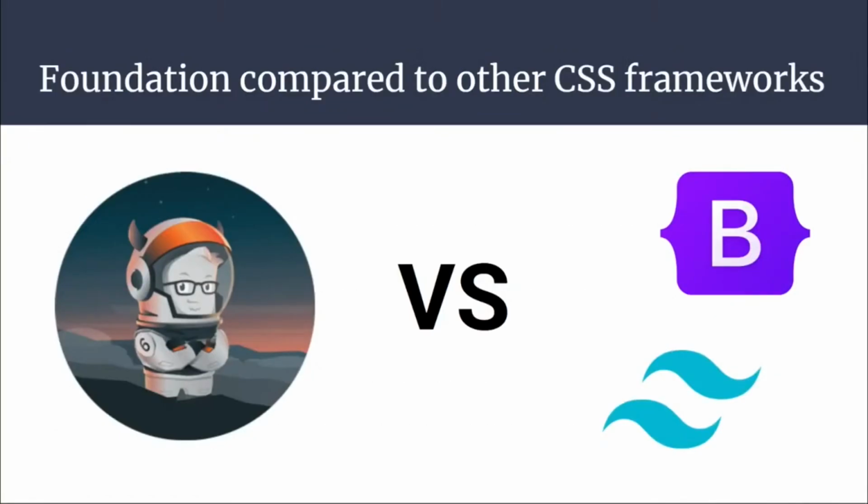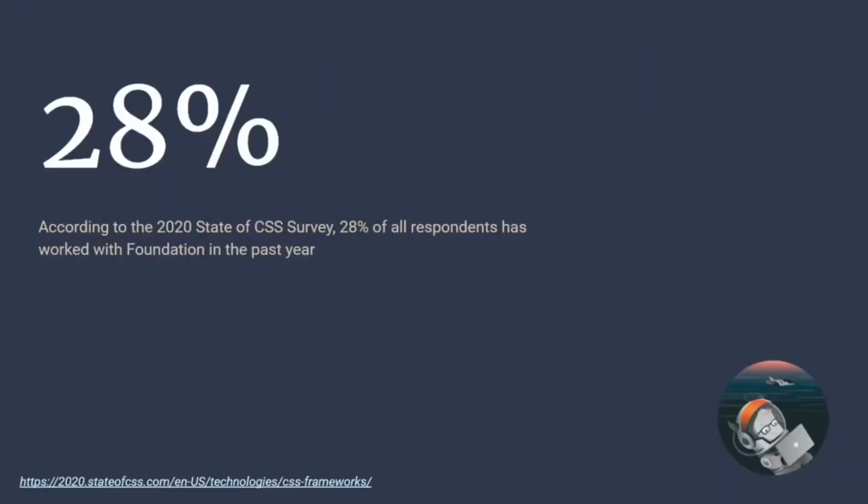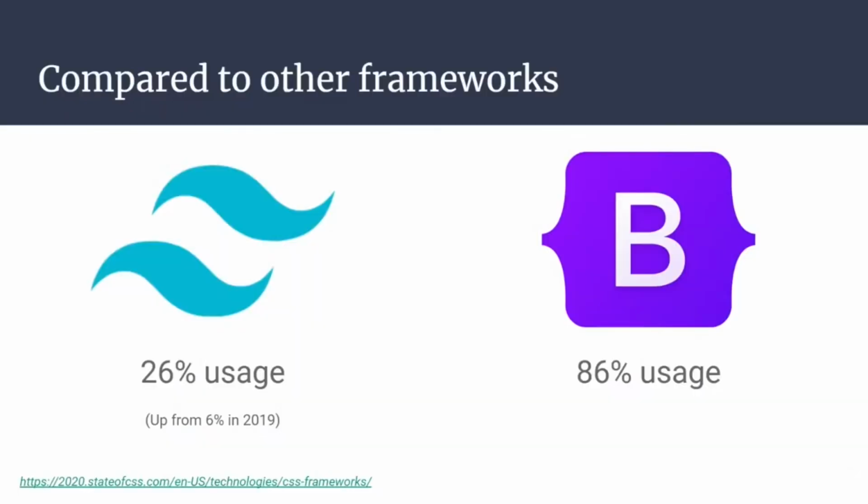Alright, let's compare Foundation to other CSS frameworks. Let's start with the usage of Foundation compared to other frameworks. 28% of respondents to the survey report working with Foundation in the past year. Compare this number to other popular frameworks. We can see that Bootstrap is very widely used and Tailwind is fast growing behind. The implications of this would be the quality of resources found online and the amount of documentation available.